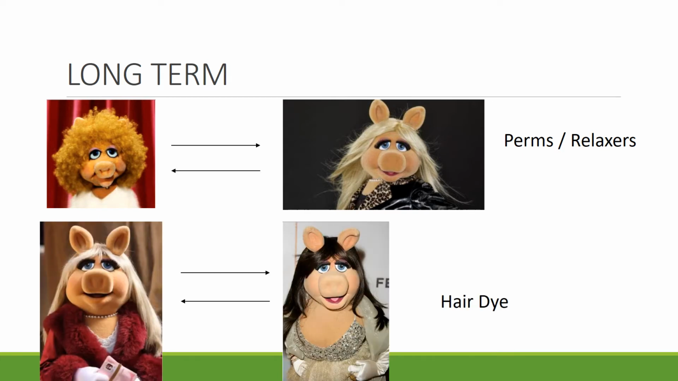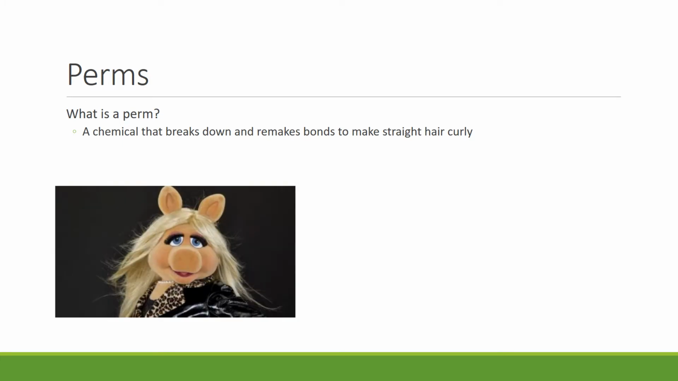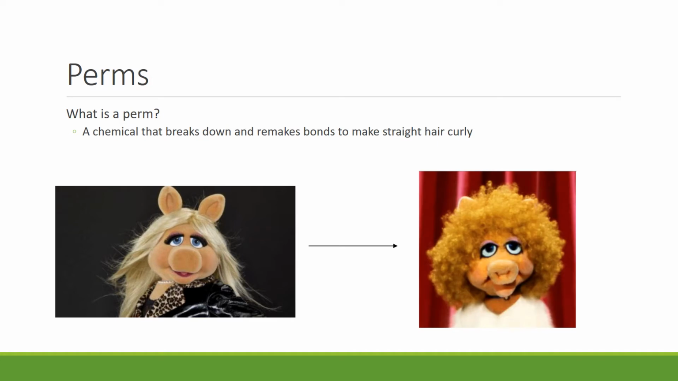Now we're going to talk about chemical alterations that can be done to the hair. Long-term alterations that we're going to discuss are hair perms and relaxers, and hair dye. So what is a perm? A perm is a chemical that breaks down and remixes bonds in the hair to make straight hair curly.